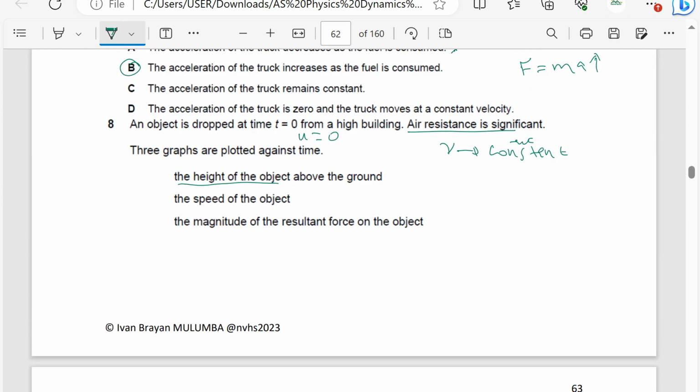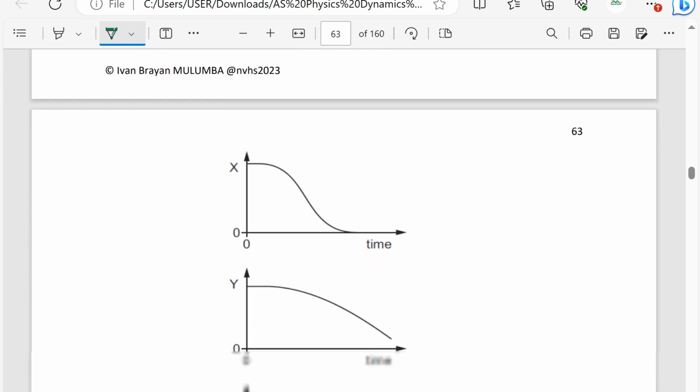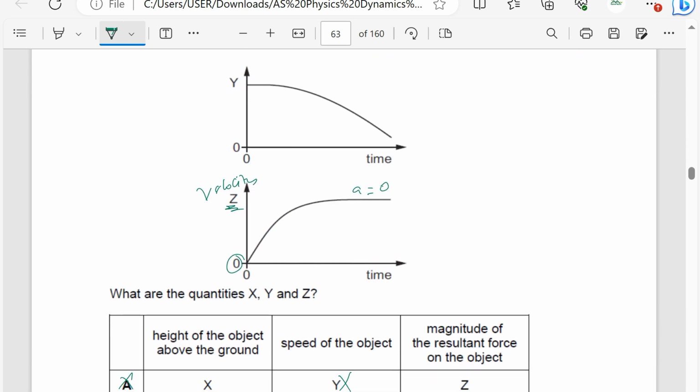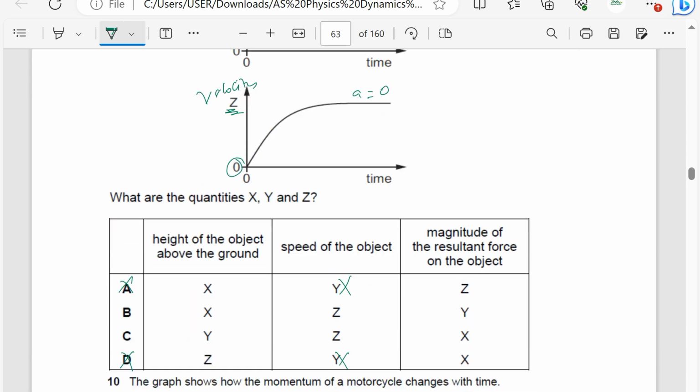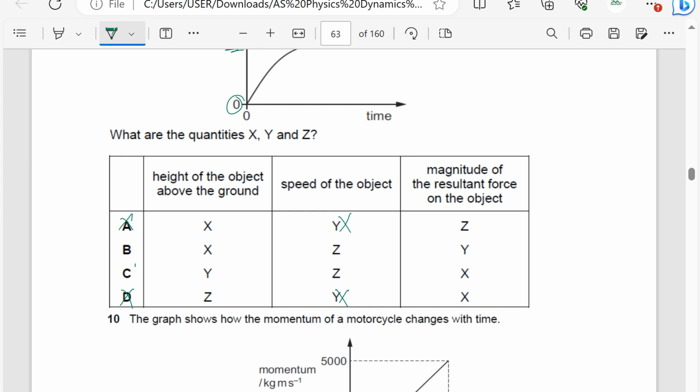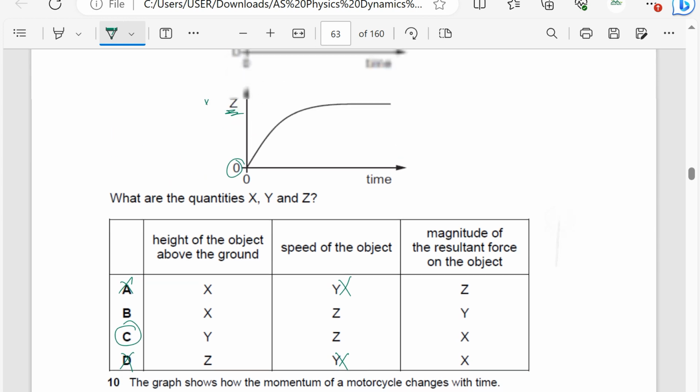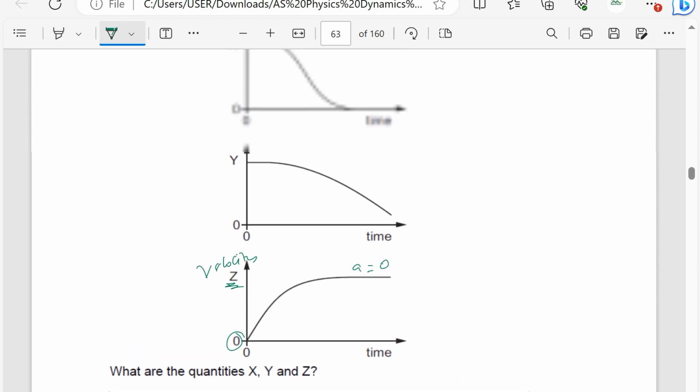Then let's check the last one, the magnitude of the resultant force on the object. Since the acceleration decreases, the force should be decreasing, so the answer here is going to be C. The height of the object above the ground. Why is it the height of the object above the ground?